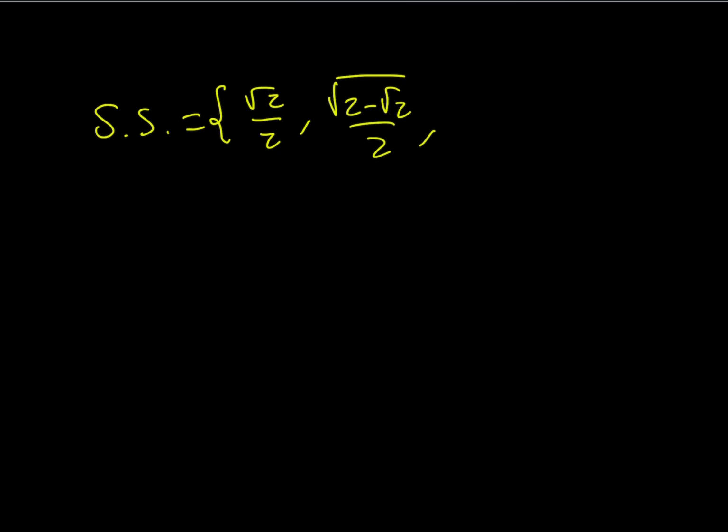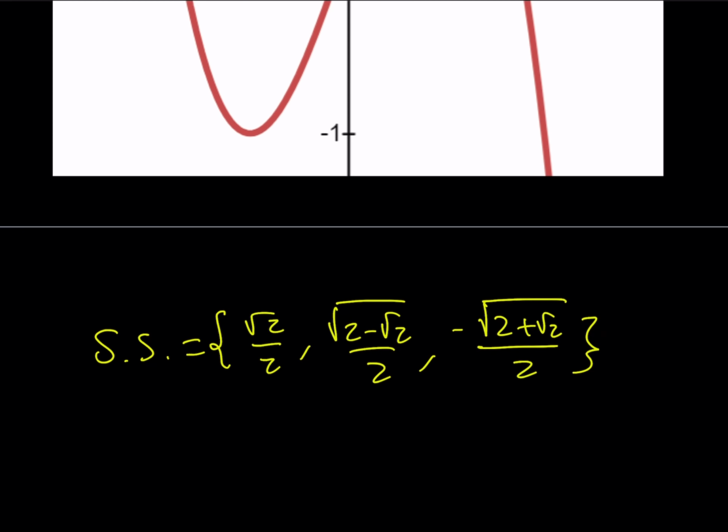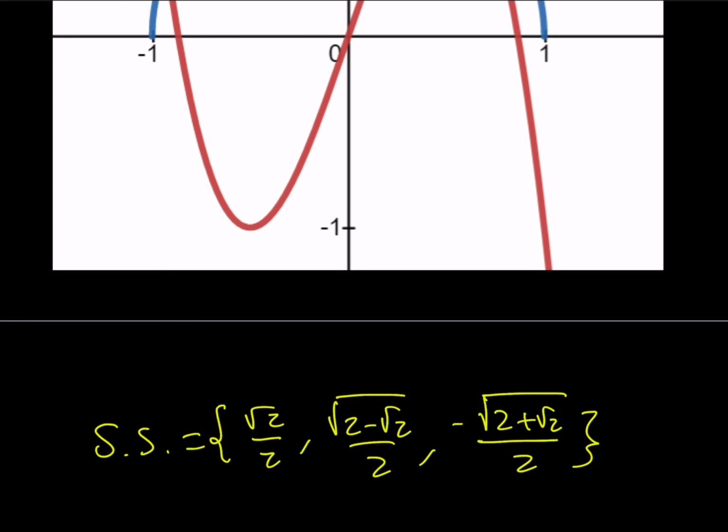So here's our solution set. Our solution set is made up of square root of 2 over 2, the square root of 2 minus root 2 over 2, and then the opposite of the square root of 2 plus root 2 over 2. And this brings us, okay, that's fine, you can see the graph. That brings us to the end of this video.